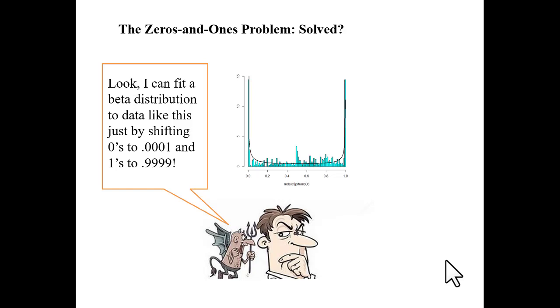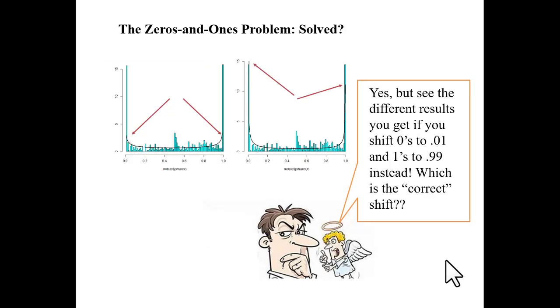It might be tempting to think that we could get away with just shrinking the scale. And so I've got an example here where I've successfully fitted a beta distribution to this U-shaped distribution by shifting the zeros and ones very slightly away from the boundaries. The problem is that if I shift it differently, if I shift it a bit more away from the boundaries, then I get quite different results. And so the problem is, what's the correct shift?